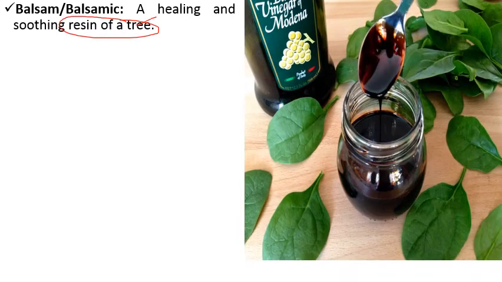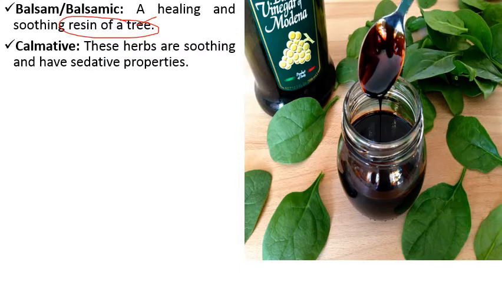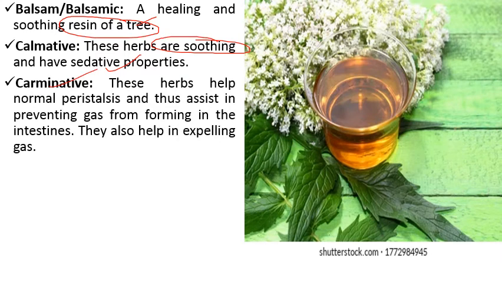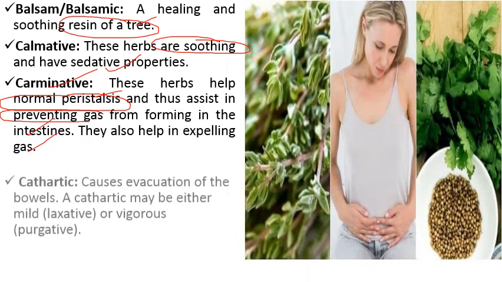Next comes balsam, balsamic. So a healing or soothing resin of a tree, that is called balsamic. Then we have calmative. As the name indicates, these herbs are soothing. They have soothing effects and have sedative properties, means they can induce sleep also. These are known as calmative. Then carminative. These herbs help normal peristalsis, the movement of food in the intestine is called peristalsis, and thus assist in preventing gas formation in the stomach and intestine. They also help in expelling the gas. So these medicines are known as carminative.